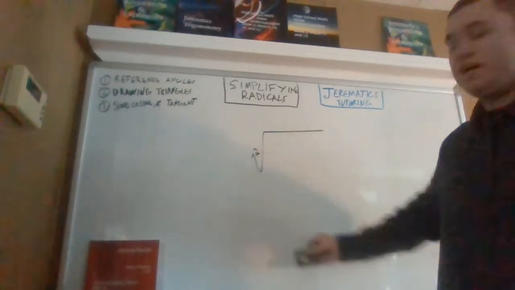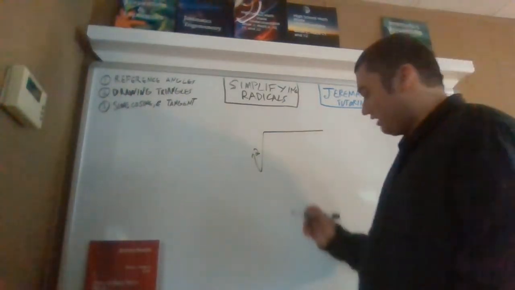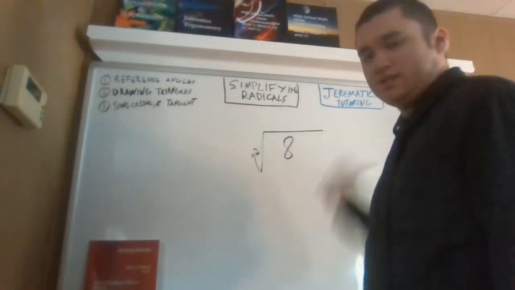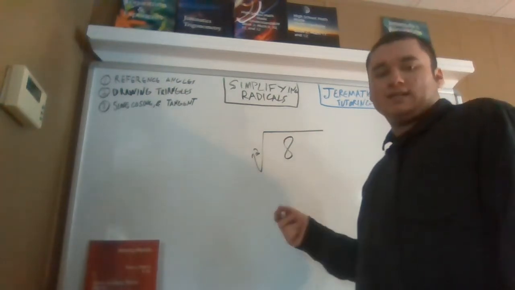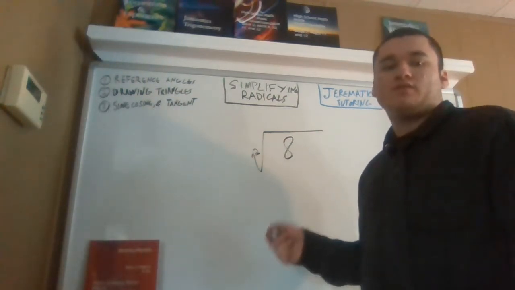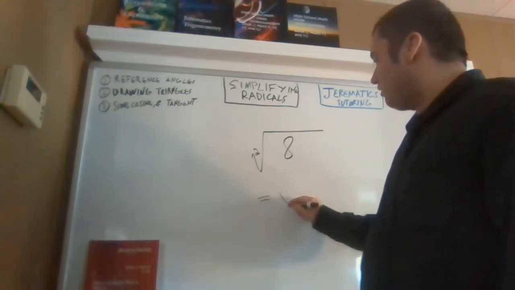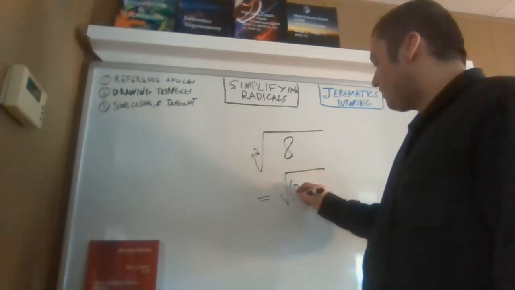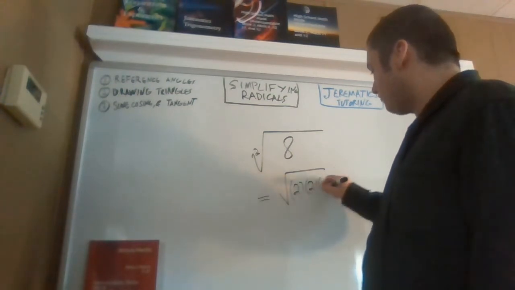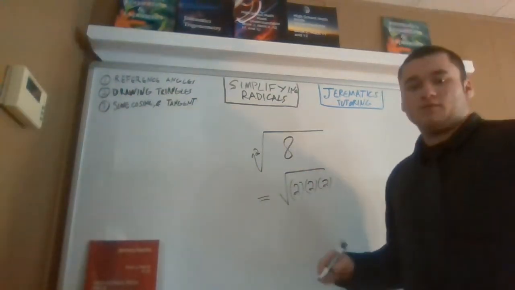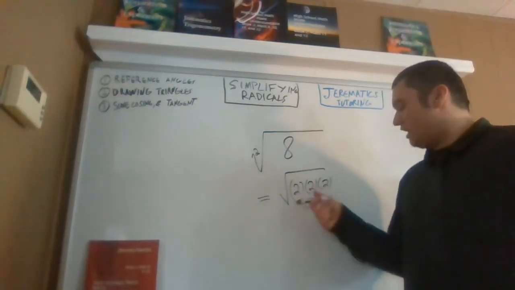Let's say you've got the square root of 8. How do you write out 8 as a product of its prime numbers? Well, you do this by writing 8 as 2 cubed, 2 times 2 times 2. And we're looking for factors that appear 2 times, and it appears 3 times.